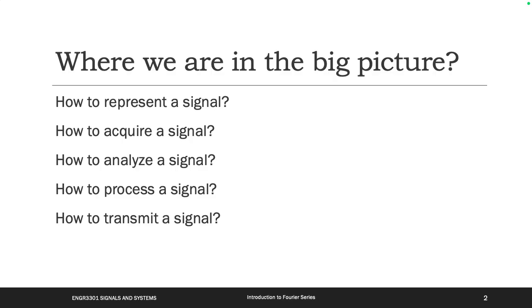For chapter 1 and chapter 2, which one do you think we have already talked about? That's right. In chapter 1 and chapter 2, we tried to represent a signal, like the convolution sum and convolution integral, and used some properties to simplify that. But in this chapter, we will try to analyze the signal. The Fourier series is a tool that helps us analyze the signal.